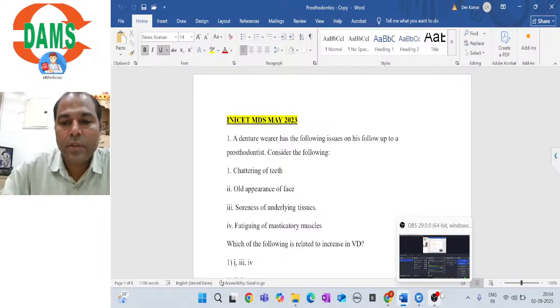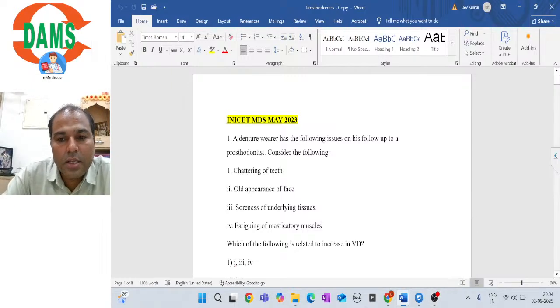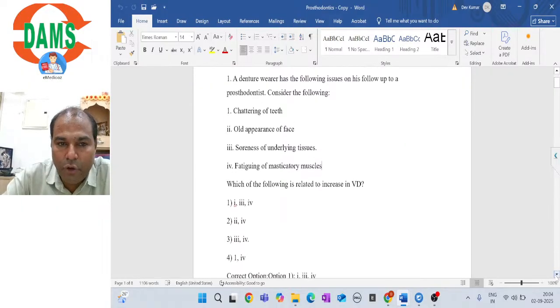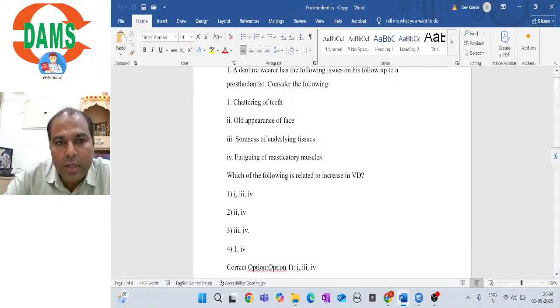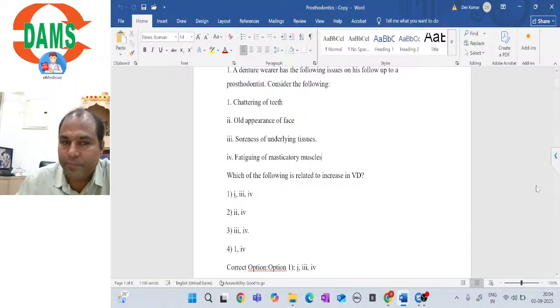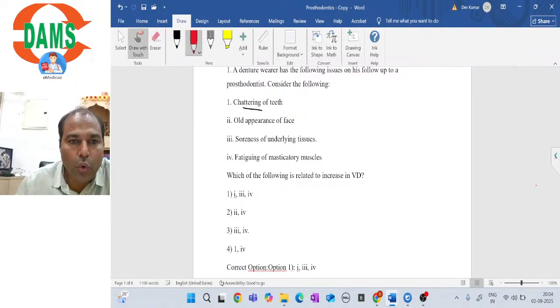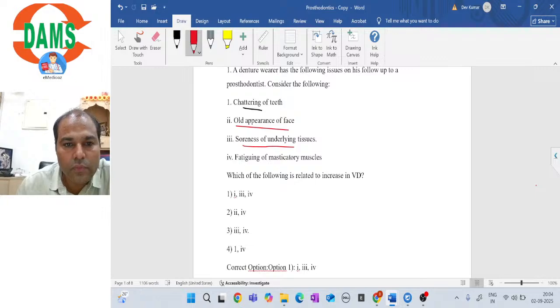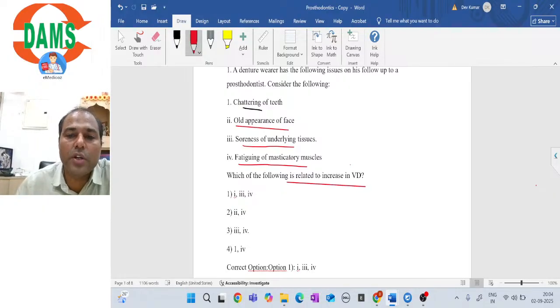So my first question is, a denture wearer has the following issues on his follow-up and he comes up to a prosthodontist. So what are the following things that he can have? First is shattering of the teeth, old appearance of the face, soreness of the underlying tissues, and fatiguing of the masticatory muscles. Now the question is, which of the following is related to increase in the VD, meaning vertical dimension?